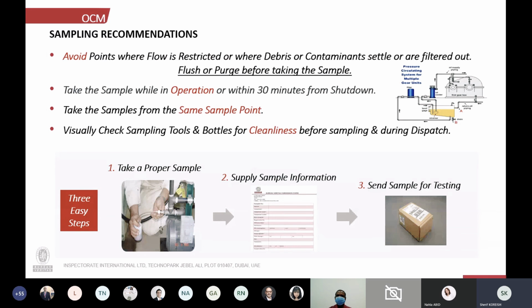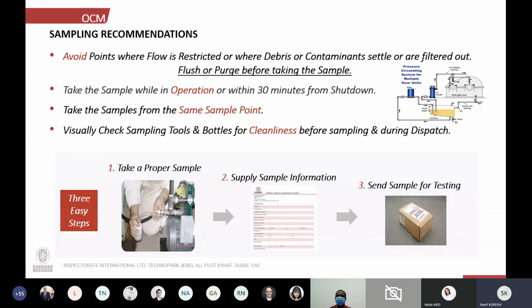Sampling recommendations, which are supposed to be shared with you along with the sample procedures, are as follows. We avoid points where the flow is restricted or where debris or contaminants are settling down. Meaning, if you have somewhere where there is a potential settlement of debris, you can never take a sample from there. You have to avoid it, and you take it from a place where there are no settlements of debris or contaminant. If you find a sampling point containing debris or contaminants, you have to flush or purge the sample point prior to taking the sample.